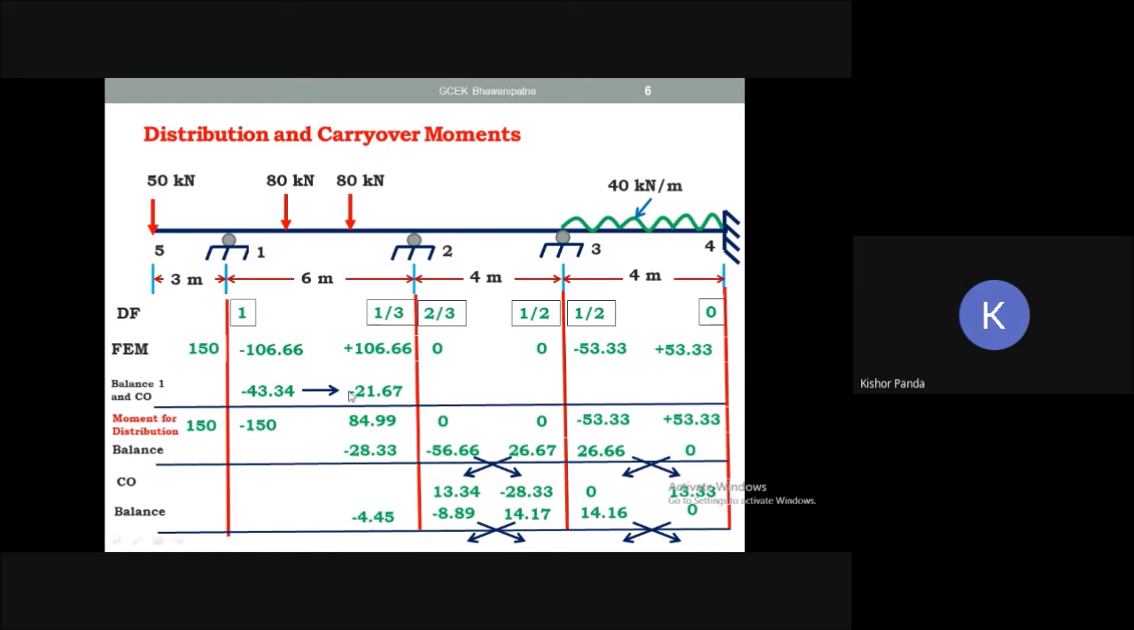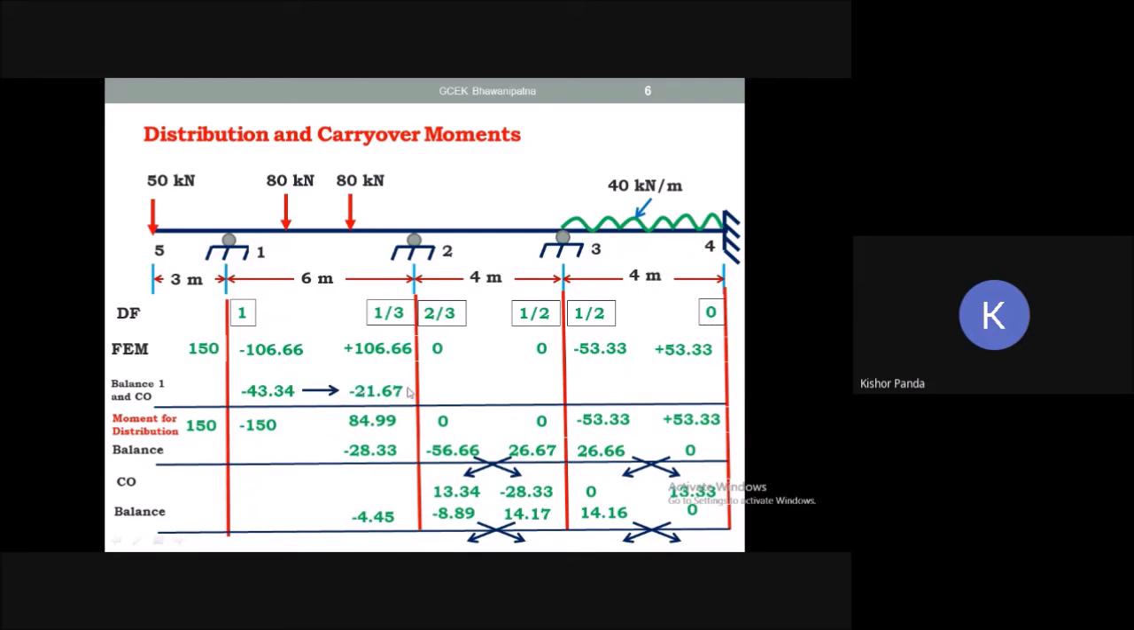Then what is the moment? This balancing moment you have to take as carryover. Half of the moment you have to take to the other end. So minus 43.34 divided by 2, this is minus 21.67, at the other end of the member.